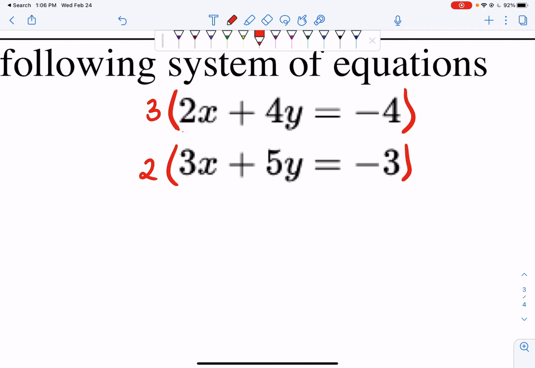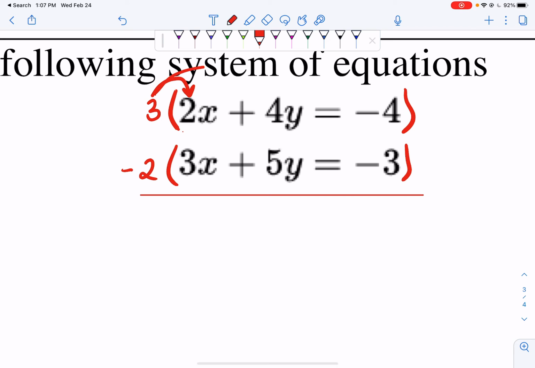But here's the issue. If I multiply this part by 3, I get 6x. If I multiply this term by 2, I get 6x, which means that these equations would not eliminate my x. So I'm going to have to make one of my multipliers a negative. What I'm going to do is make my 2 a negative. You can make your 3 negative, it doesn't matter, you'll still get the same answer.